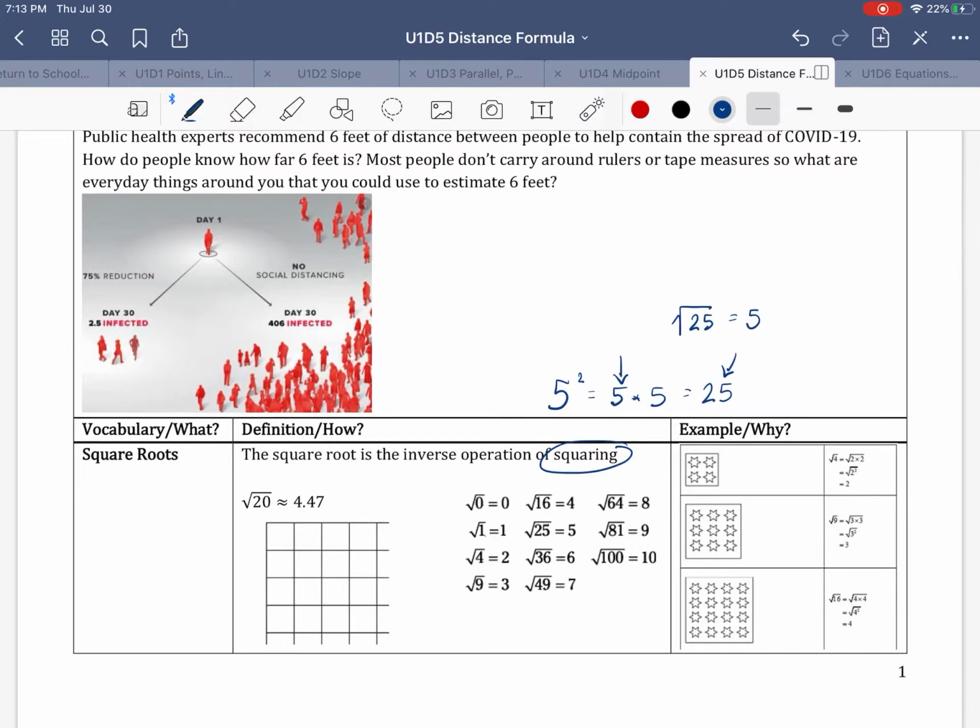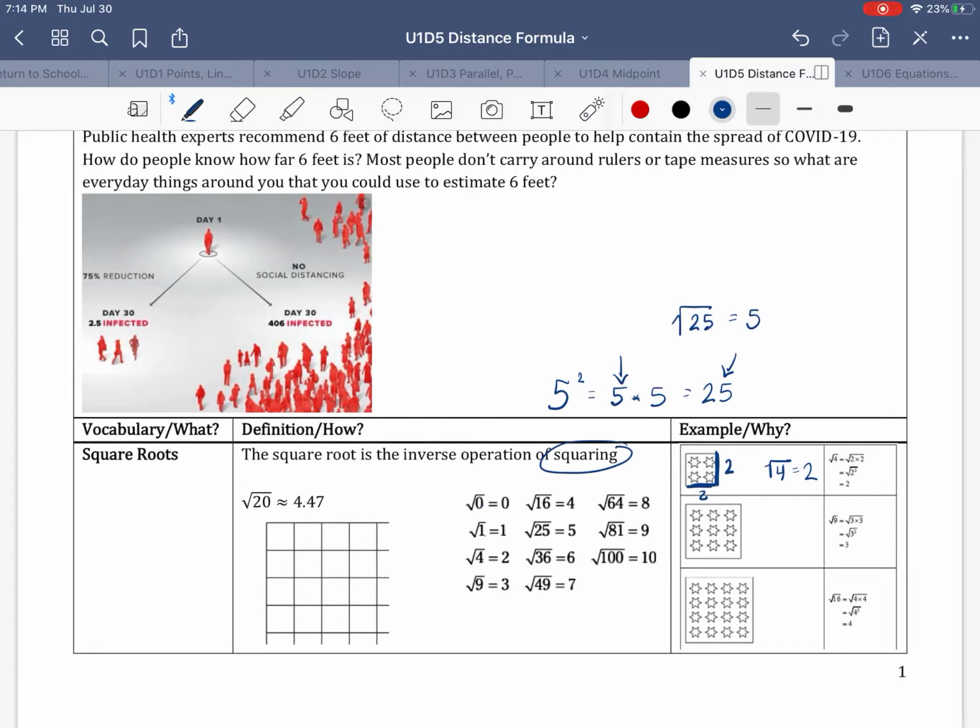Another way to think about square roots is using this picture of stars. We have 4 stars inside of our box. If it is a square, then what would our side length be? There are 4 here, so we can tell that this side has 2 stars, and this side has 2 stars. So the square root of 4 equals 2. Same thing here: if there are 9 stars in the box, what would our side length be? The square root of 9, you can find out, is 3.